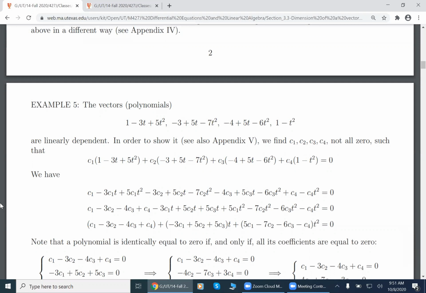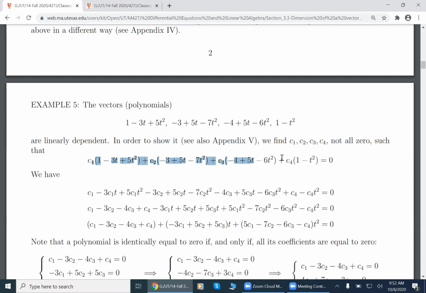I see, yeah. So you want to eliminate t, right? Exactly. Remember I said identically equal to 0. A polynomial is identically equal to 0 if and only if all coefficients are equal to 0. Make sense? Yeah, got it. Thank you. Other questions?